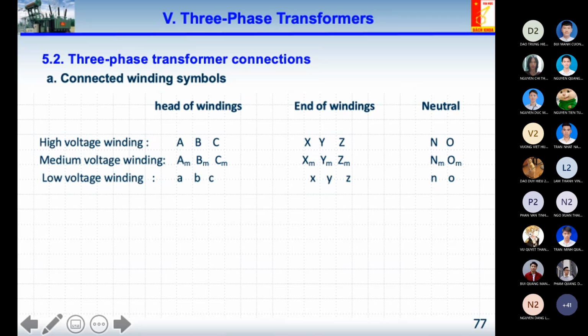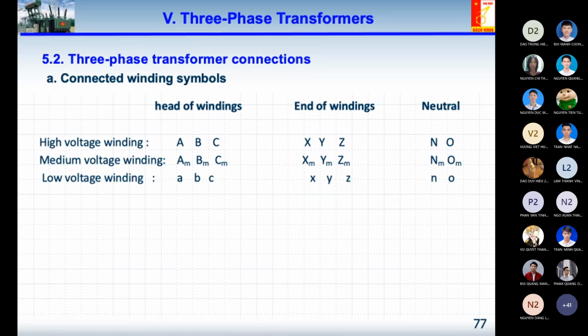You can see the normal letter. Normal letter A and H, B and Y, and C and Z. And of course, if you get the neutral point, we get the N, or 0 here. Yes, and based on the connection winding of the transformer, we get the different connected winding groups.